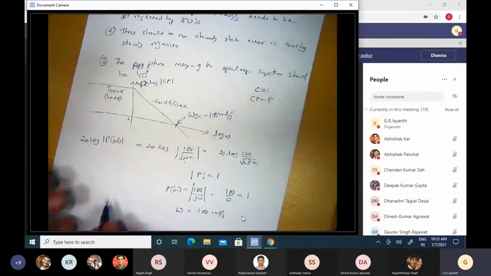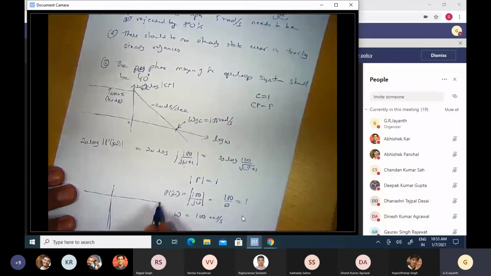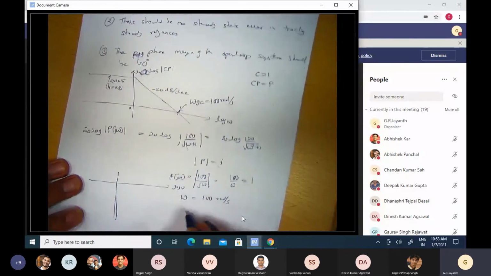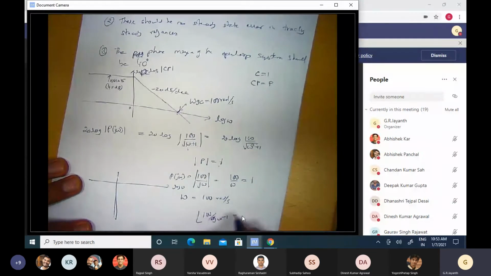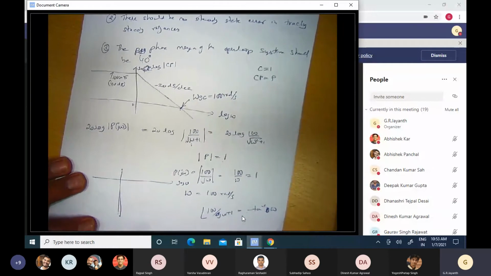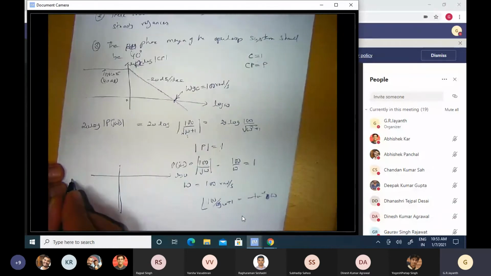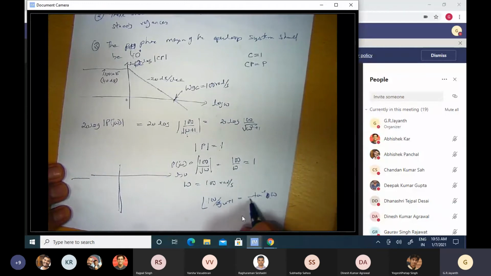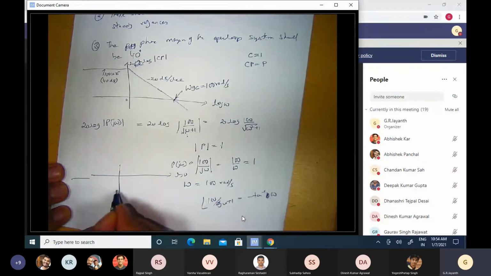Okay, what about the phase plot of this particular system? The phase of the transfer function 100 by s plus j omega plus 1 is equal to minus tan inverse of omega, right? So when omega is very small, the phase is close to 0, and when omega is exactly equal to 1 radian per second, then the phase is equal to minus tan inverse of 1, which is equal to minus pi by 4, minus 45 degrees. So the phase drops to minus pi by 4 at exactly omega equal to 1.